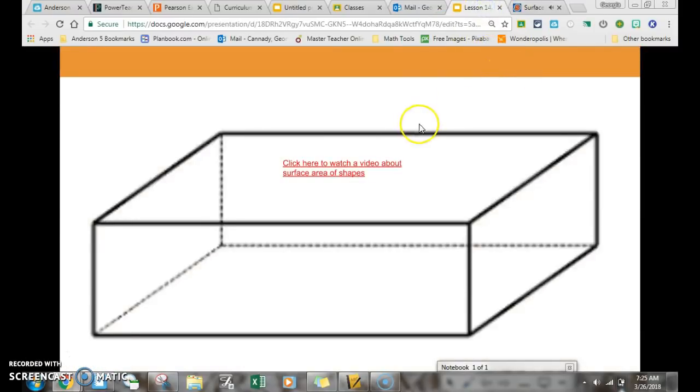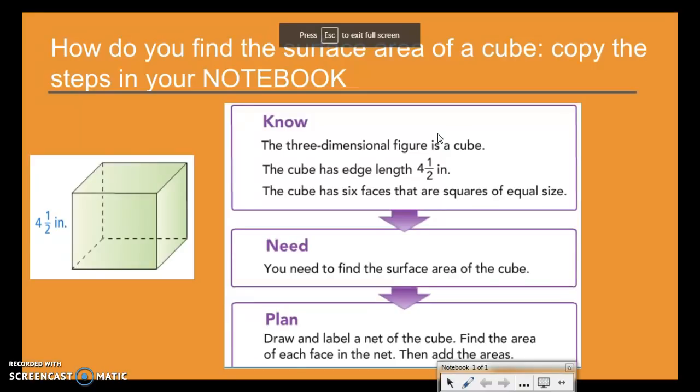Okay, so that sort of gives us an idea of what we're talking about today. And if that was a little confusing, it's okay because we just started. So how do you find the surface area of a cube? Copy the steps into your notebook.